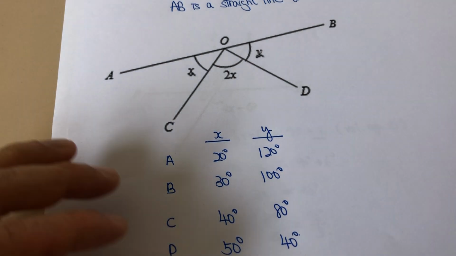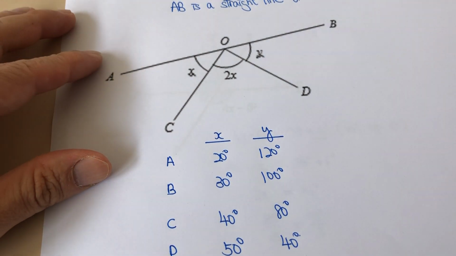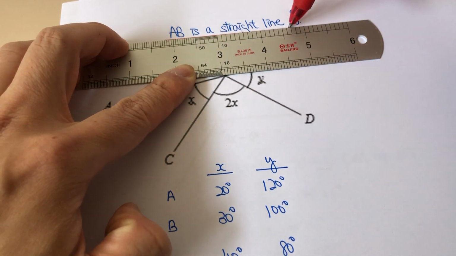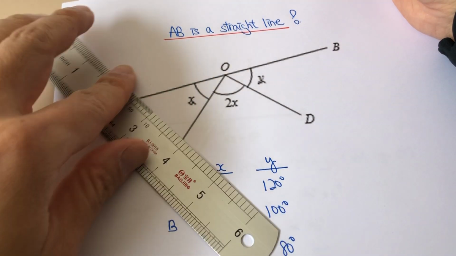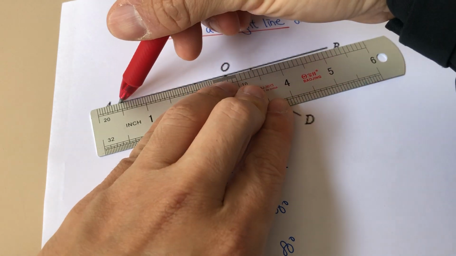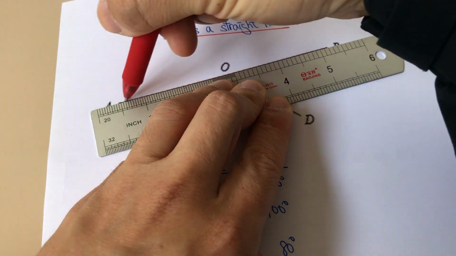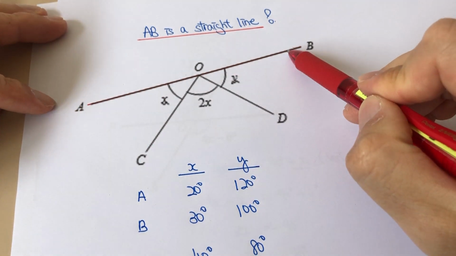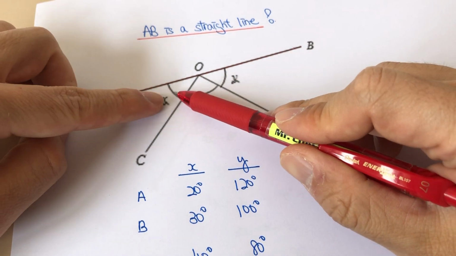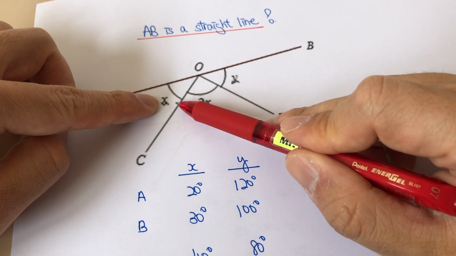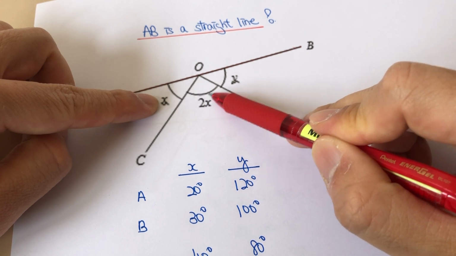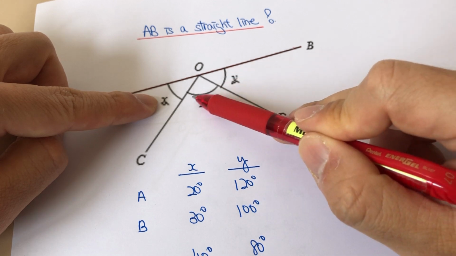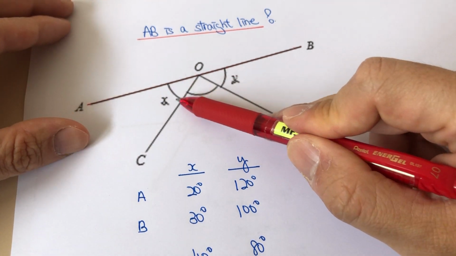So how do we check? How do we know? Now, since AB is a straight line, this is the most important information. I would like to use a red color to highlight the straight line. AB is a straight line. Okay? AB is a straight line. So on the straight line, we've got the first angle, the second angle, and then the third angle. If you add all the three angles up, how do we call this angle?